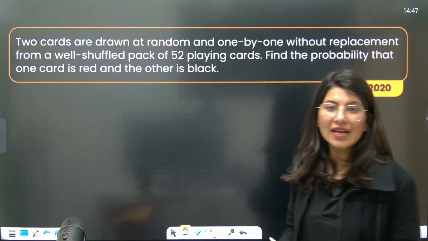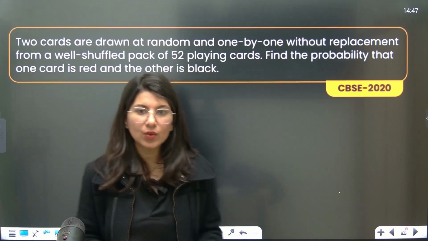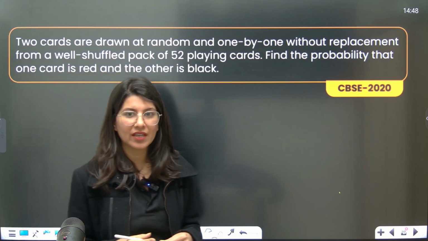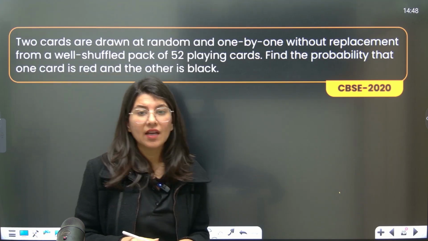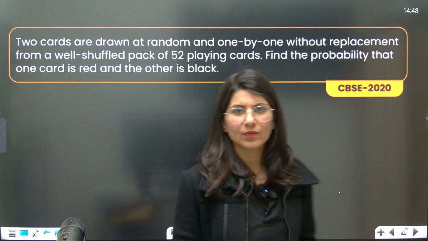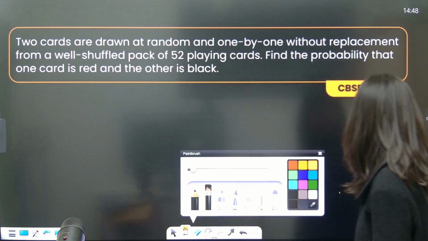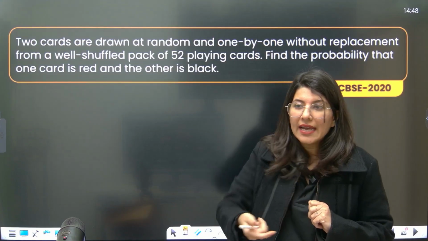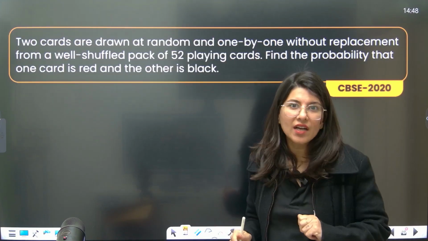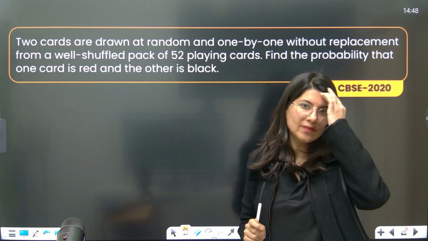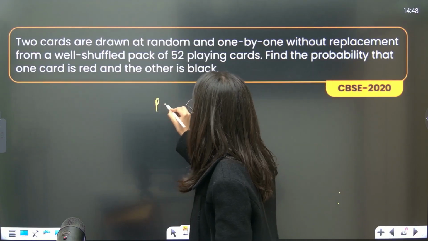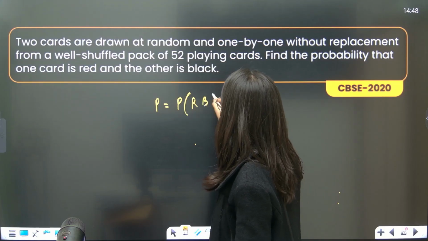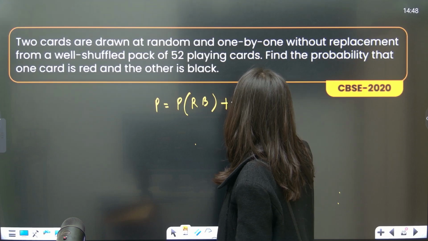Two cards are drawn at random one by one without replacement from a well shuffled pack of 52 playing cards. Find the probability that one is red and the other is black. Very easy. Because we are drawing one card and then the second card, there will be a first card and a second card. So the probability will be probability of first card being red and second black, plus probability of first card being black and second red. This is how the total probability works.